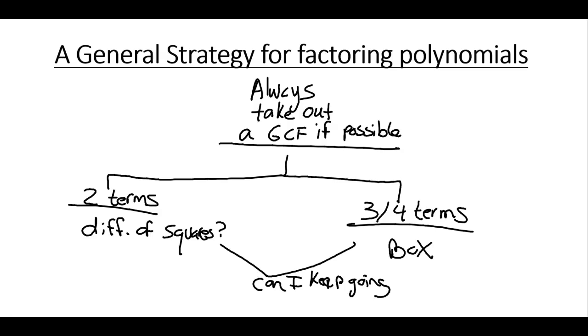So step 1, you always start by taking out a GCF. And by the way, that's a question mark also. There may not be a GCF. Step 2, if there are two terms, the only thing you could possibly try is a difference of squares, and that's a question mark. If it's not a difference of squares, then you're done. If there are 3 or 4 terms, then try the box method. So that's our general strategy for factoring.